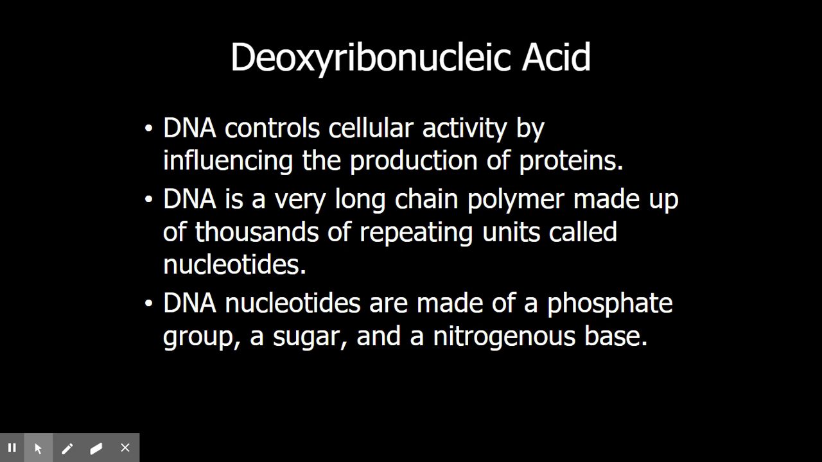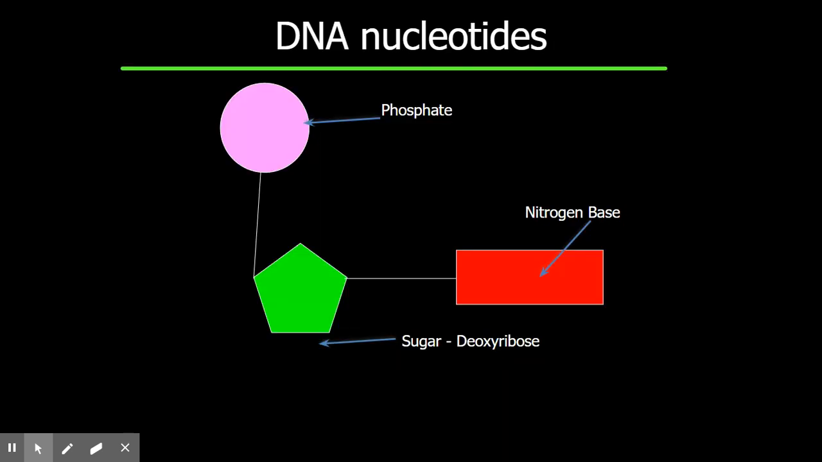DNA nucleotides are made up of three parts. It has a phosphate group, it has a sugar, and it has a nitrogenous base. And nitrogenous just means that it's made up of nitrogen. Okay, so on the top, you have the phosphate. You can either see it represented by a circle or not a star, but I forgot what that shape is called, but there.